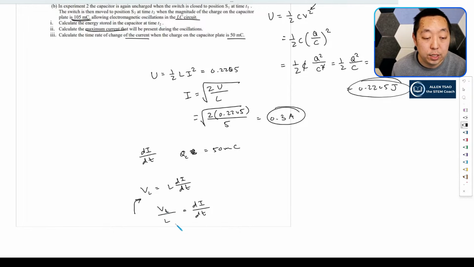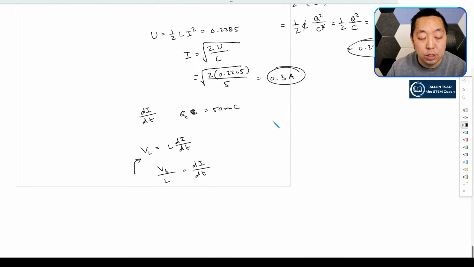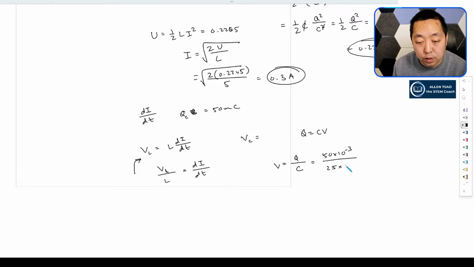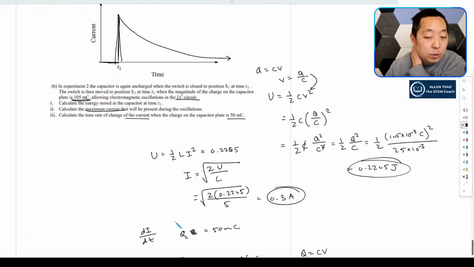So I want to know the voltage across the inductor. Well, the voltage across the inductor is the same as the voltage across the capacitor with maybe a sign difference, but they're going to have the same voltage across them in terms of magnitude because they are in parallel. So the voltage across the capacitor, we know Q is equal to CV, so the voltage across the capacitor is Q over C. Oh, great. They gave us the charge. So that means we're at 2 volts at this point. So then the rate of change is going to be 2 divided by 5. The inductance was 5, so that's going to be 0.4. And then it's amps per second. That's the rate of change of the current there, because it's going to be amps per second or volts per henry if you want to do it that way as well.